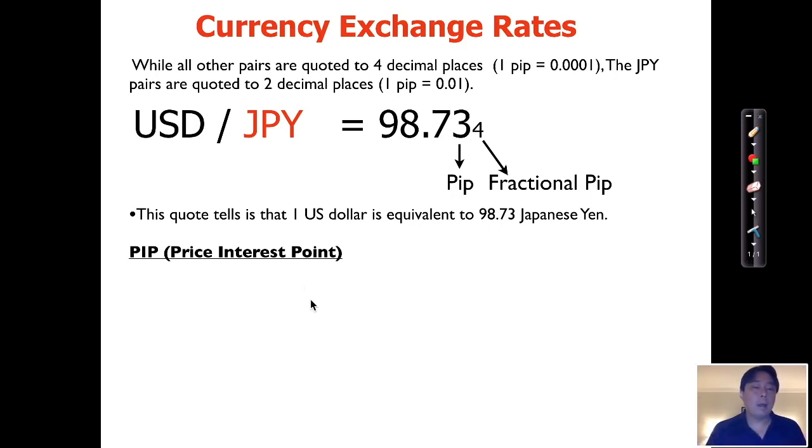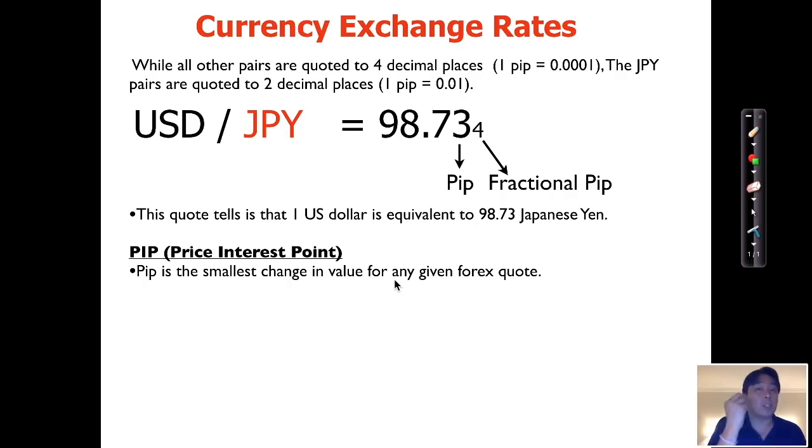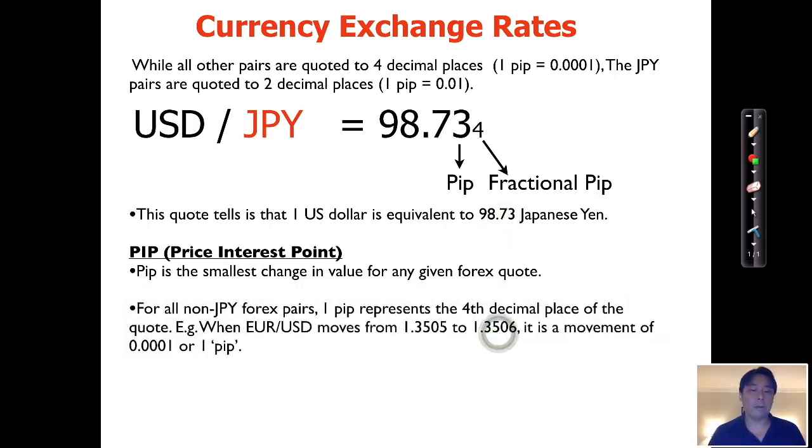So again, what's a pip? A pip is known as a price interest point. It's the smallest change in value for any given forex quote that we're interested in. Of course, the smallest one is the fractional pip, but we don't care about that. So once again, for all non-yen forex pairs, 1 pip represents the 4th decimal place of the quote. So when the Euro USD moves from 3505 to 3506, it's a movement of 1 pip or 0.0001.